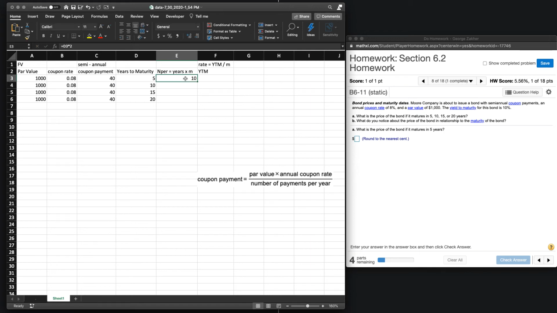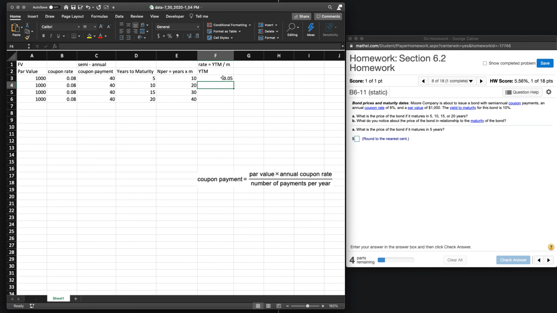And finally, our yield to maturity, well, that's given to us. The yield to maturity for this bond is 10%. That is an annual yield to maturity, so we need to account for the semi-annual. So it's going to be our 10% divided by 2. And we can bring that down.